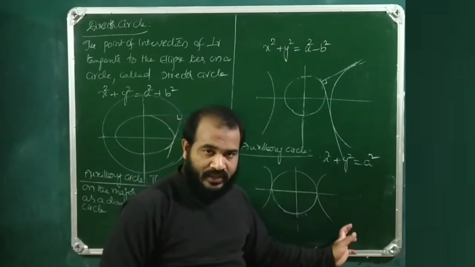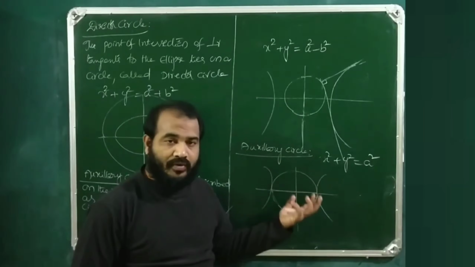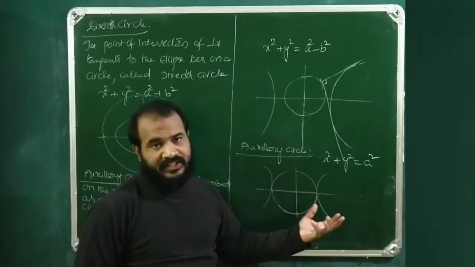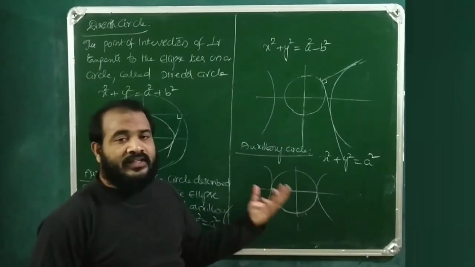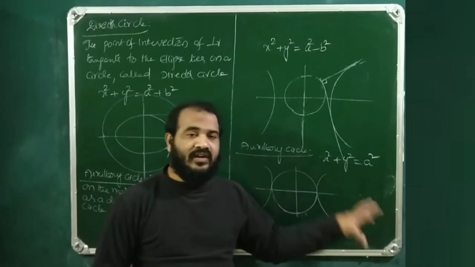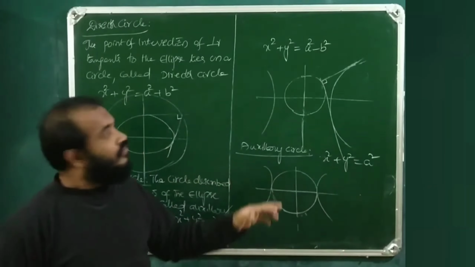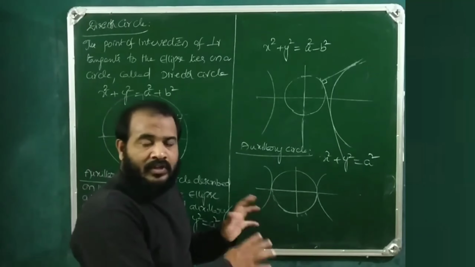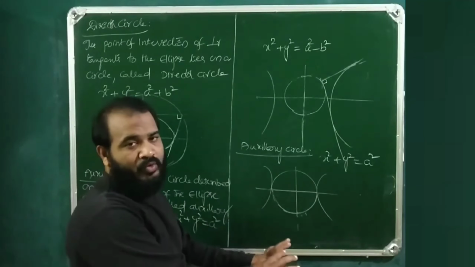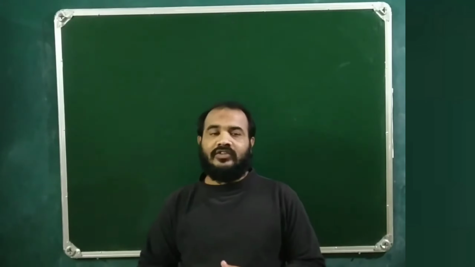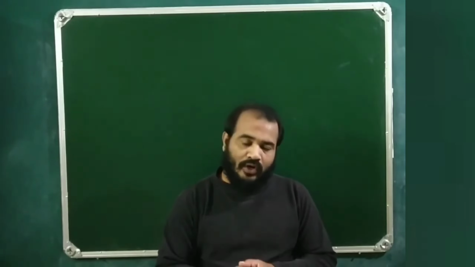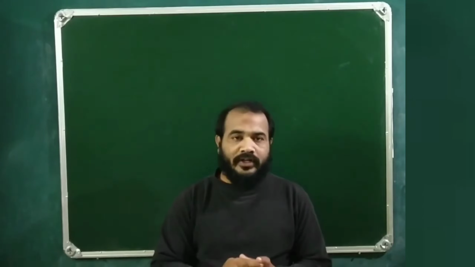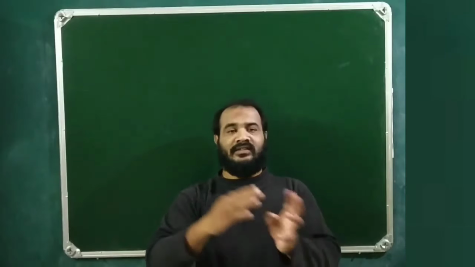And definition number 2 is that the feet of the perpendiculars drawn from either of the foci to any tangent lie on a circle called the auxiliary circle for both of them. So this is the difference between the ellipse and the hyperbola. There are a few things which are special to the hyperbola, and one is the concept of conjugate hyperbola. The conjugate hyperbola is the one in which the transverse axis is the conjugate axis and the conjugate axis is the transverse axis.